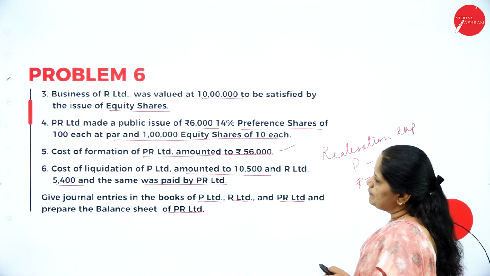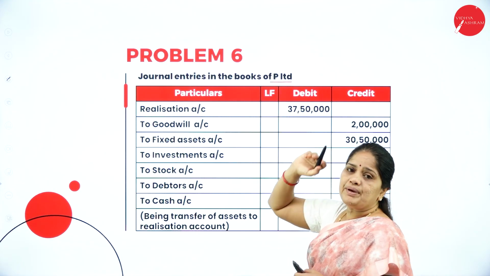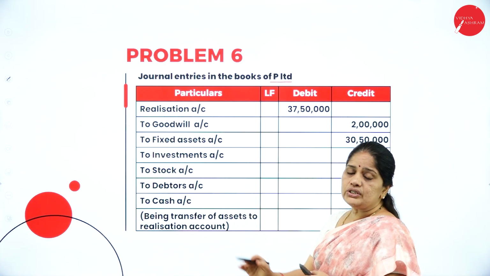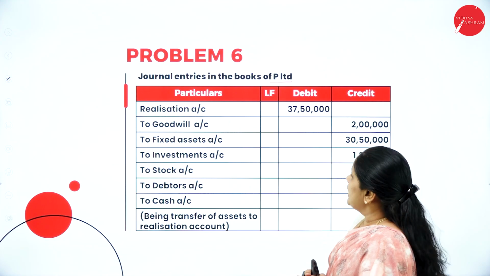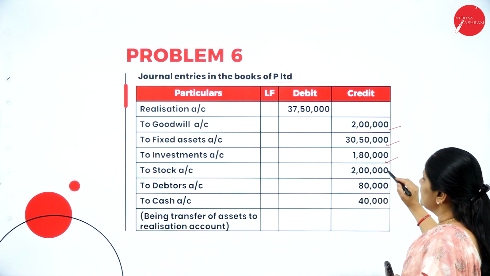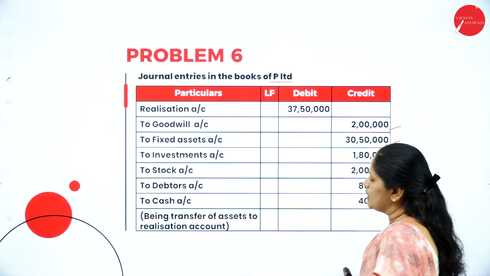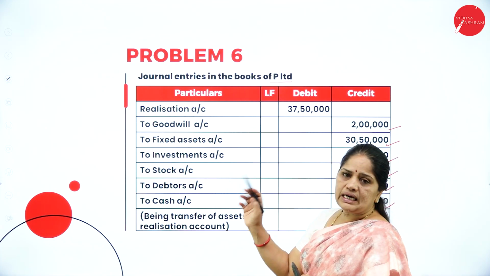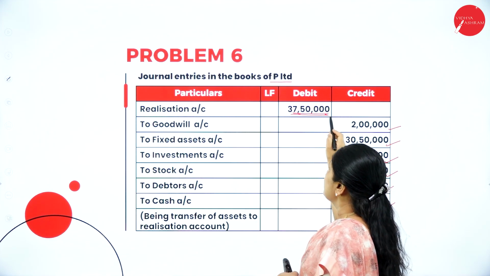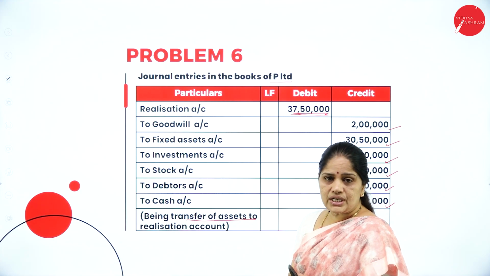Now, the next step will be, we have to prepare the journal entries in the books of P Limited. So we are transferring all the assets to the realization account debit side. I write goodwill account, fixed assets account, investments account, stock account, debtors account and cash account. All this goes to the realization account. When we total up all this, we get 37,50,000, being transfer of assets to realization account.